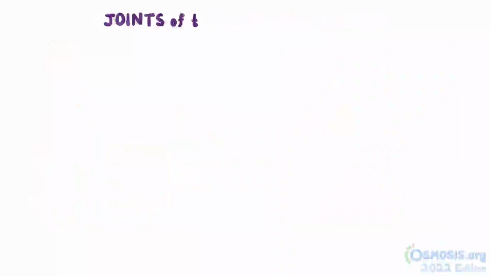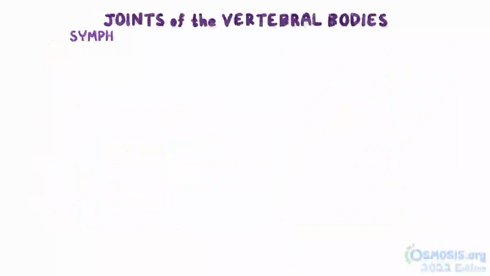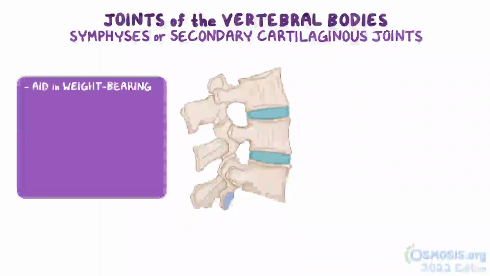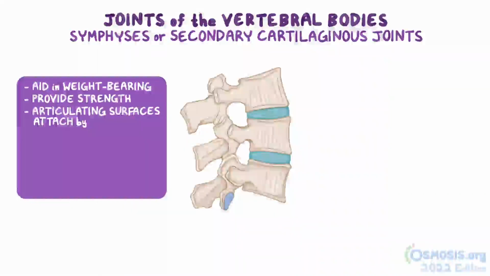Let's start with the joints of the vertebral bodies, which are symphyses or secondary cartilaginous joints that aid in weight-bearing and provide strength to the vertebral column. The articulating surfaces of adjacent vertebral bodies attach to each other by fibrocartilaginous discs called intervertebral discs, or IV discs for short, in addition to numerous ligaments.